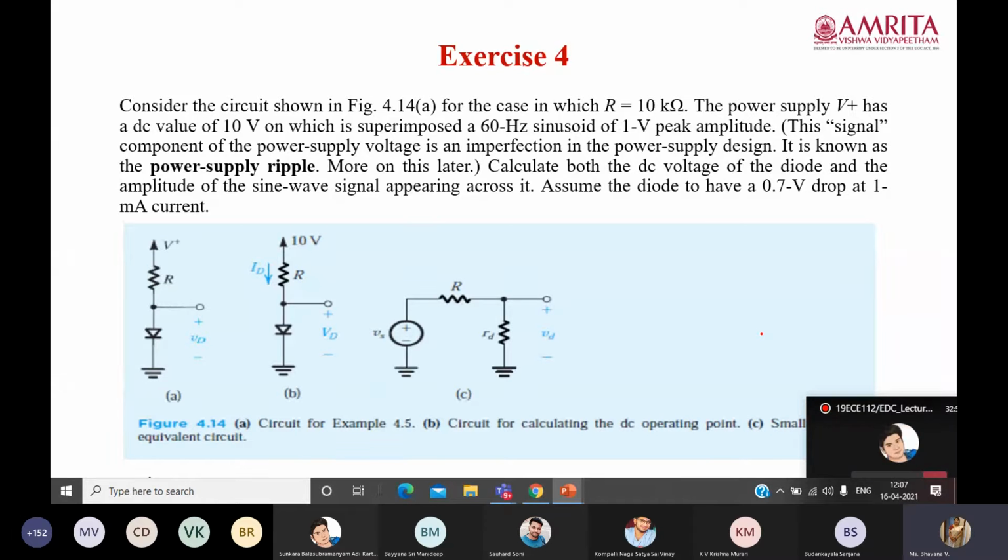Consider the circuit shown in the figure for the case in which R equals 10 kilo ohm. The power supply V plus has a DC value of 10 volt on which is superimposed a 60 hertz sinusoid of 1 volt peak amplitude. That power supply ripple you will study later, no need to write. What you have to do is calculate both the DC voltage of the diode and the amplitude of the sinusoidal signal appearing across it. DC voltage means you have to determine the Q point. For the analysis, you can assume that the diode has a drop of 0.7 volt at a current of 1 milliampere.